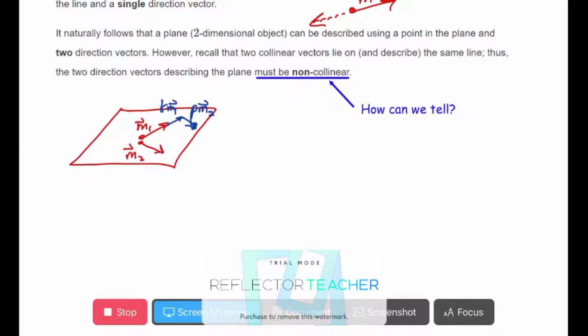Remember, what does it mean if vectors are collinear? What do we know about collinear vectors? Well, if they're the same line, they're going to have the same slope, or, in three dimensions, as we talk about things in terms of vectors now, they're going to have the same direction vector. So if I need lines that are not collinear, they have to be not parallel. And remember, not parallel means not having the same direction vector, or at least the direction vectors cannot be scalar multiples of each other. So vector m1 cannot equal a scalar multiple of vector m2.